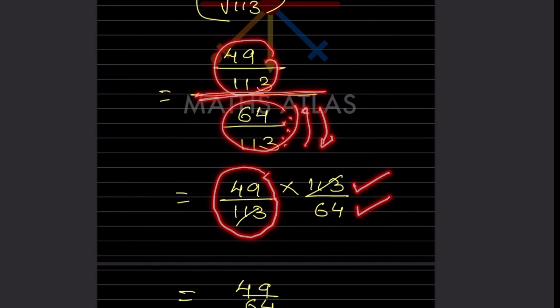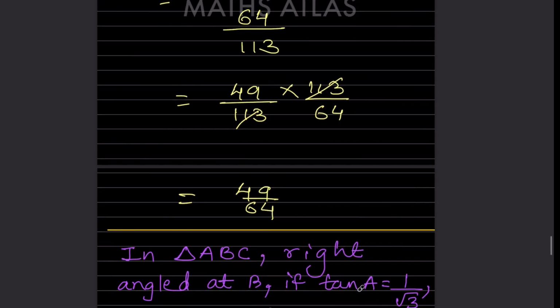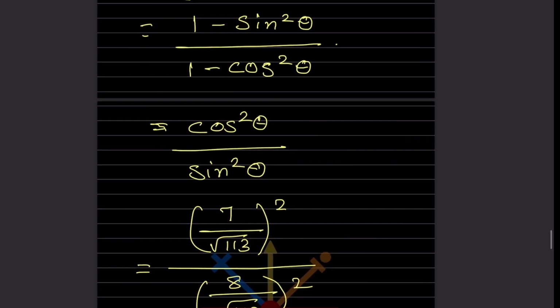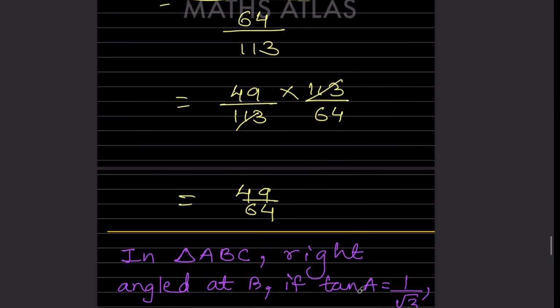Hope you got this one. So actually this division becomes multiplication when we flip here. Okay. So now this and this get cancelled. What remains is 49 divided by 64. So this is the answer. For the value of what they asked, that is 49 by 64. So hope that is clear.